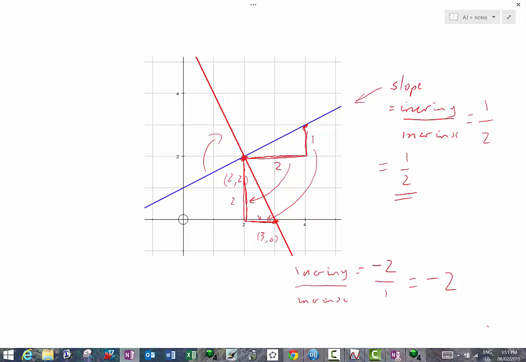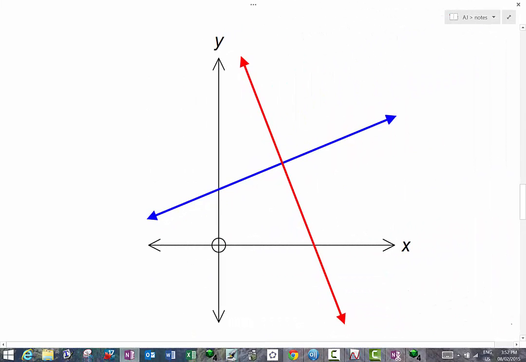or -2/1. In general, we can investigate how the two are related as follows. Consider the blue line first. Let's suppose we have the pivot point and another point over here, say, and we imagine a triangle in the x and the y linking them up. Suppose that the vertical increase was A and the horizontal increase was B. So the slope of the blue line is the increase in y divided by the increase in x, which is of course A/B.